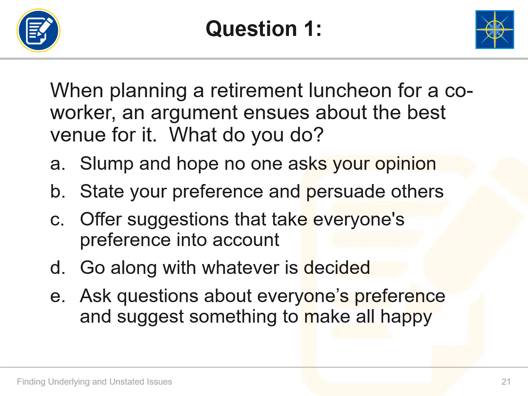Question 1. When planning a retirement luncheon for a coworker, an argument ensues about the best venue for it. What do you do? A. Quietly slump down in your seat and hope no one asks your opinion. B. State your preference and try to persuade others. C. Offer suggestions that take everyone's preference into account. D. Go along with whatever is decided, regardless of whether you like it. Or E. Ask some more questions about everyone's preference and suggest something that everyone will be happy with.